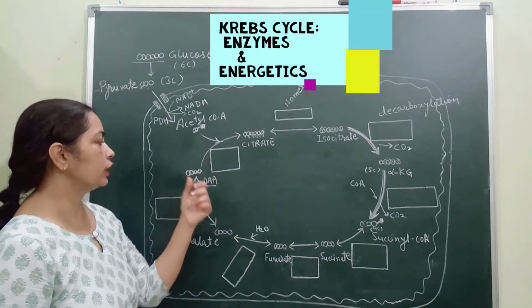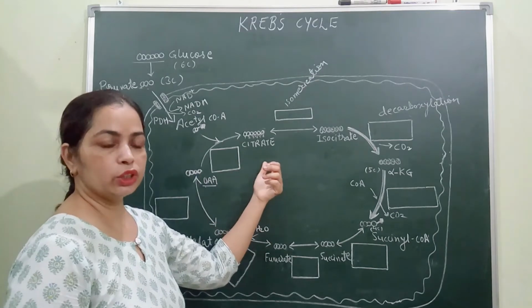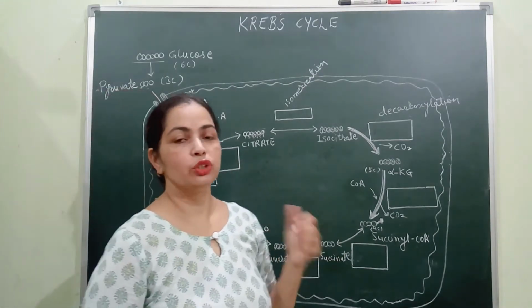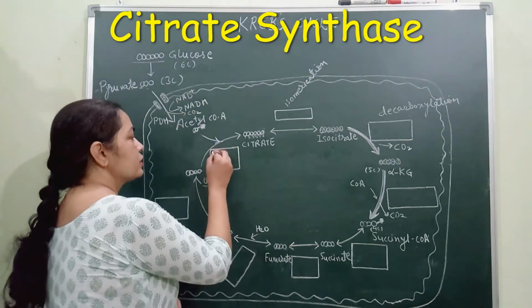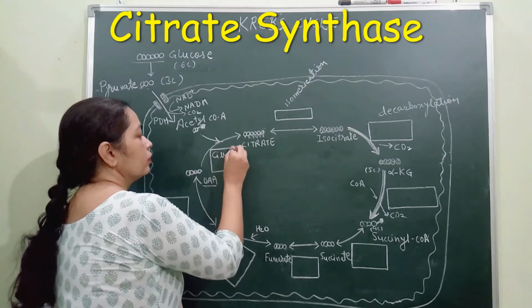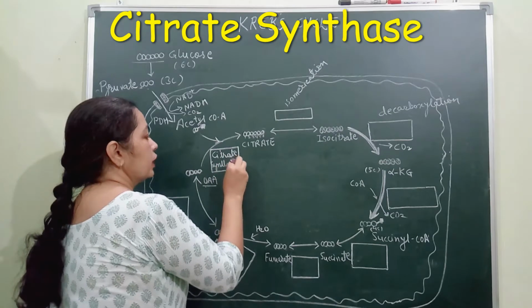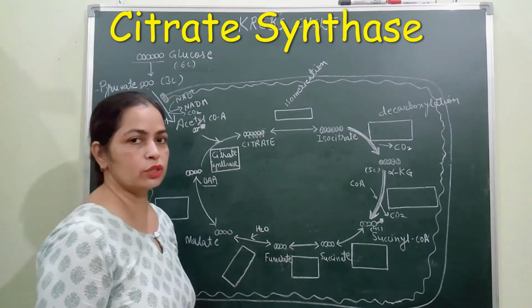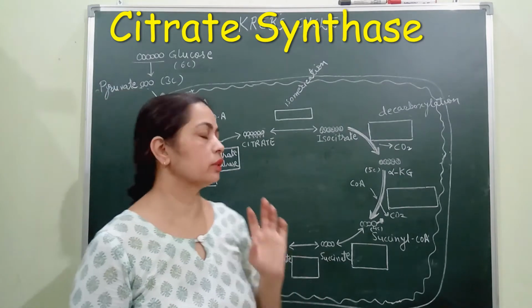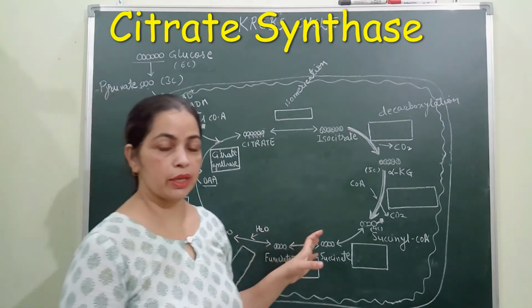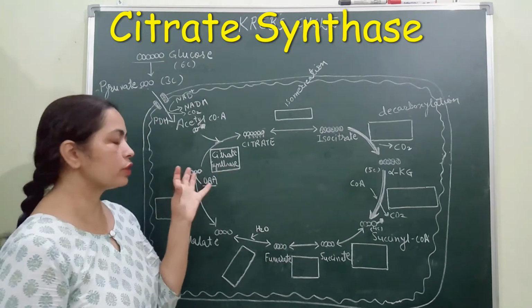This acetyl coenzyme A fuses with oxaloacetate to produce citrate. So there is synthesis of citrate. The enzyme related to this step is very easy, that is citrate synthase, meaning the enzyme which is responsible for synthesis of citrate. Now this enzyme is highly regulated. It is a very important enzyme for this Krebs cycle pathway, and this enzyme has allosteric inhibition.